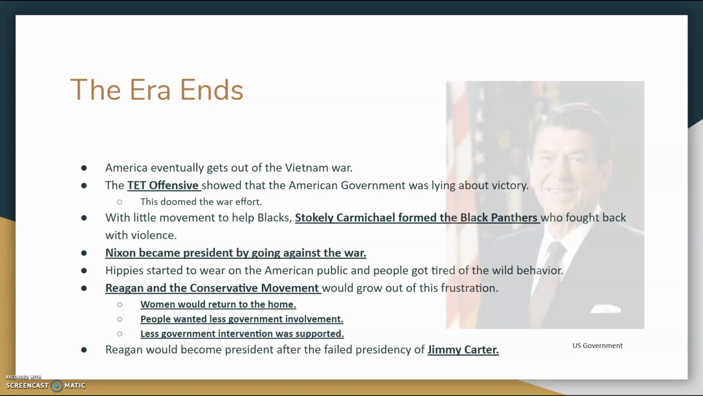They wanted less government intervention when it came to the economy. They thought there should be less regulation. And to end the era, we see Reagan taking over for what many saw as the failed presidency of Jimmy Carter because of all of the economic issues and some of the foreign issues that took place in the Middle East. So this is a quick run through of some of the main parts of the later parts of Unit 8.